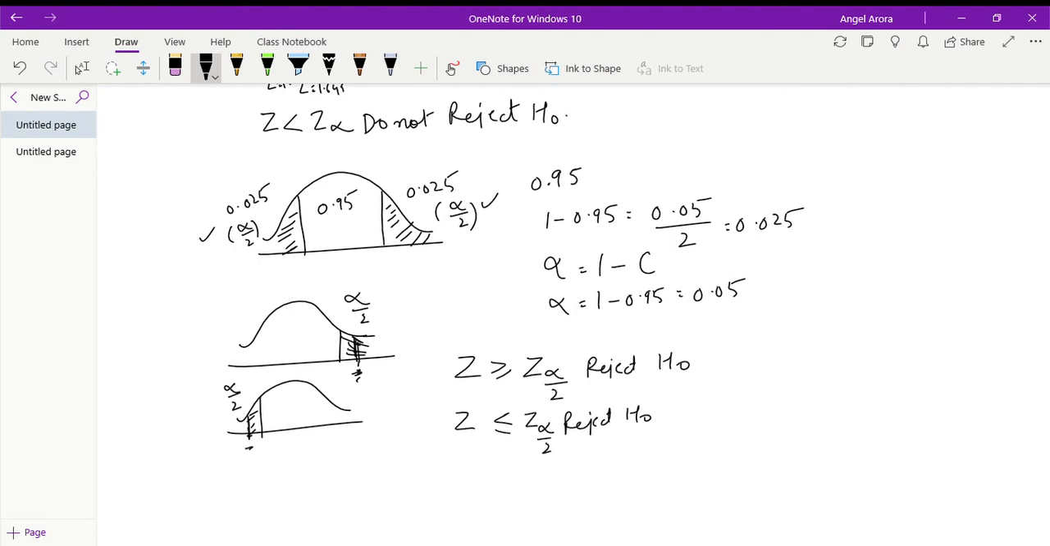So I am going to solve one problem from ML Agarwal Applied Mathematics. Example number 1. Consider the following hypothesis test, so that you can get better clarity of this concept. I am going to solve one problem.